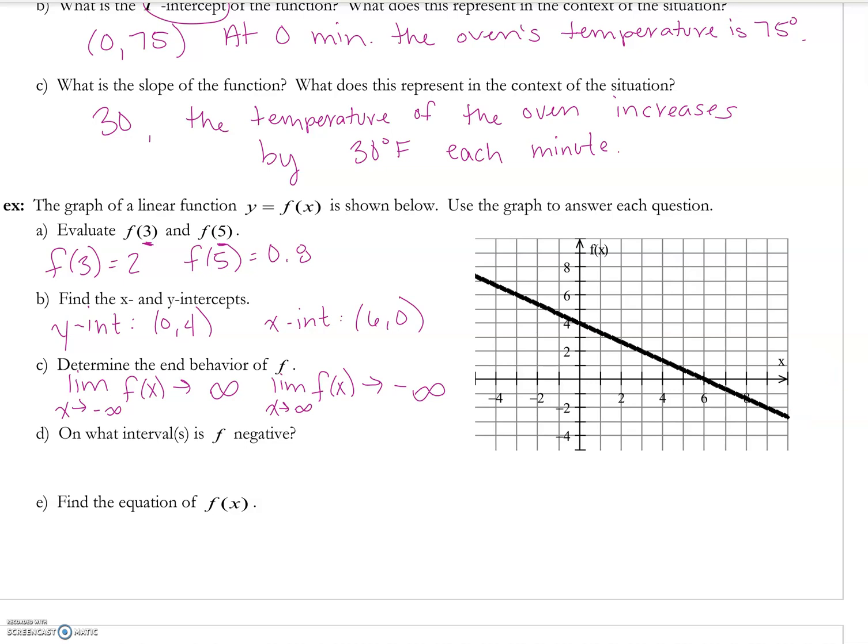On what intervals is f negative or below the x-axis? Starts here and it goes forever to the right. So we would say from 6 to infinity.